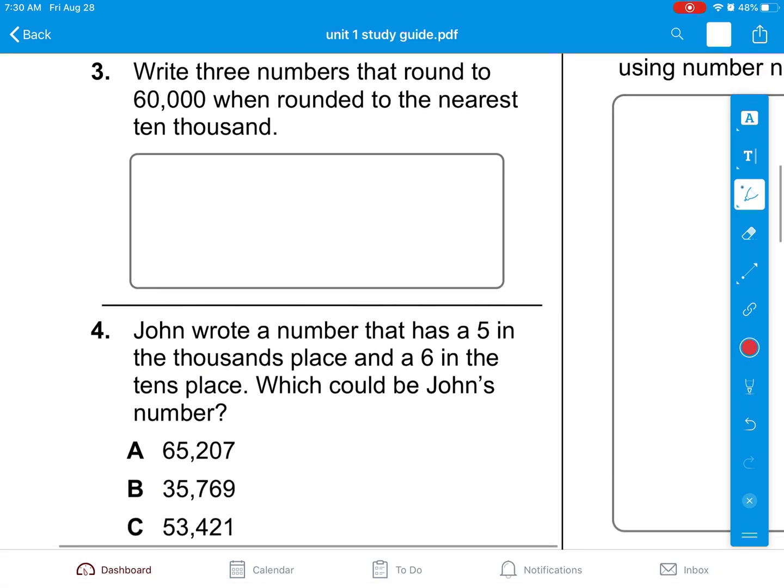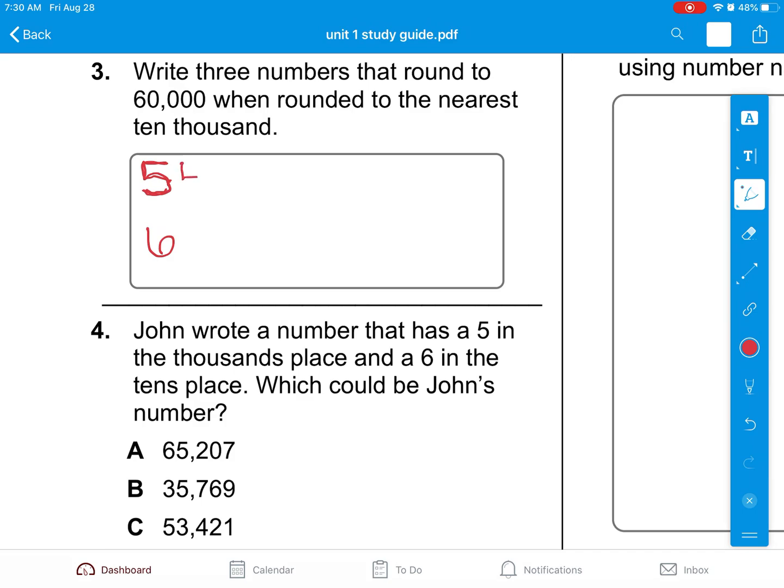Number 3. You're making these up. There's no specific 3 numbers that round to 60,000 when rounded to the nearest 10,000. You could have written a ton of different answers. Your numbers could have started with a 5 or a 6. Those are the only 2 things it could have started with, though. And then you need to make sure that whatever number comes next, if you're starting with a 5, the next number would have made the 5 round up to a 6.